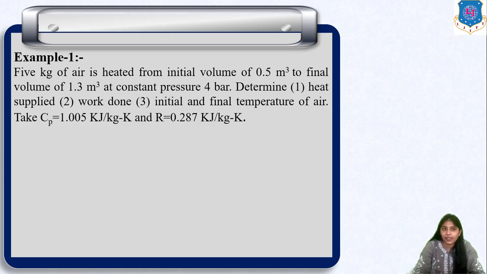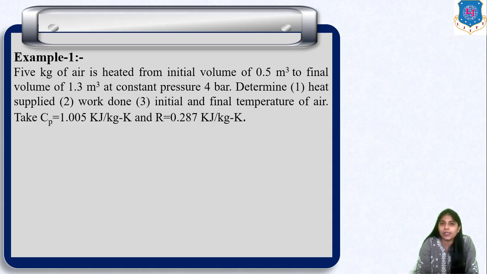It states that 5 kg of air is heated from initial value of 0.5 meter cube to final volume of 1.3 meter cube at constant pressure 4 bar. Determine heat supplied, work done, initial and final temperature of air. Take Cp is equal to 1.005 kilojoule per kg Kelvin and R as 0.287 kilojoule per kg Kelvin.